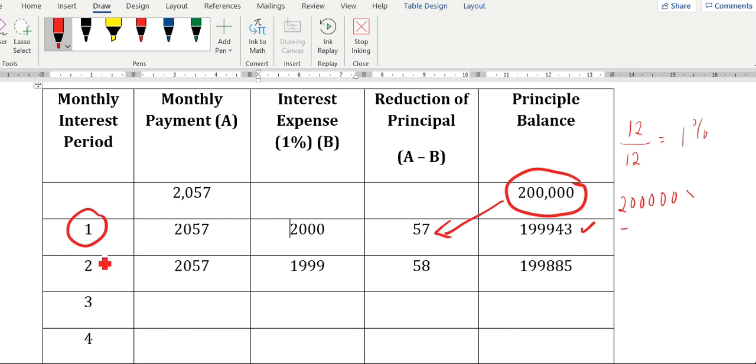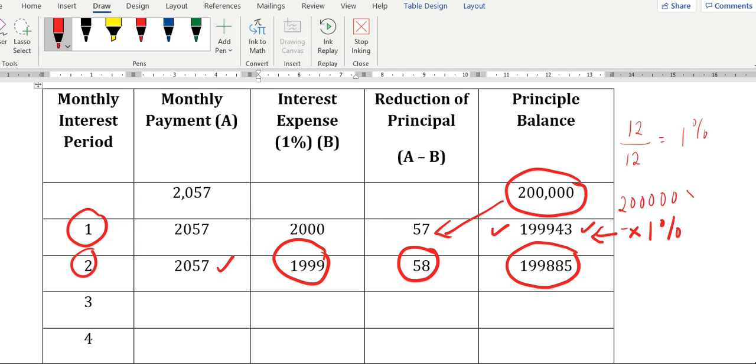Alright, so the second month you'll be paying the same amount, that is 2,057. So we will calculate the interest expense for the second month using the principal balance. So here I will multiply this amount with 1%, and I need to round up my answer. So that 1% is actually 1,999. Okay, so you have a balance of 199,943, this is a balance of your principal, and you already paid 58 ringgit during the second month of the installment. So that leaves you with a balance of 199,885 on the second month of the installment payment.